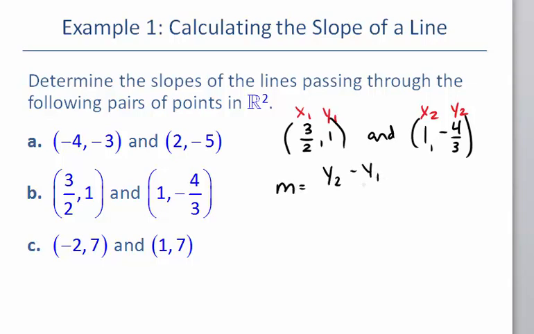Then we'll use our formula for slope and we'll plug in. In place of the y2, we're going to put a -4/3. In place of the y1, we're going to put a 1. In place of the x2, we will put a 1. And in place of the x1, we will put 3/2.